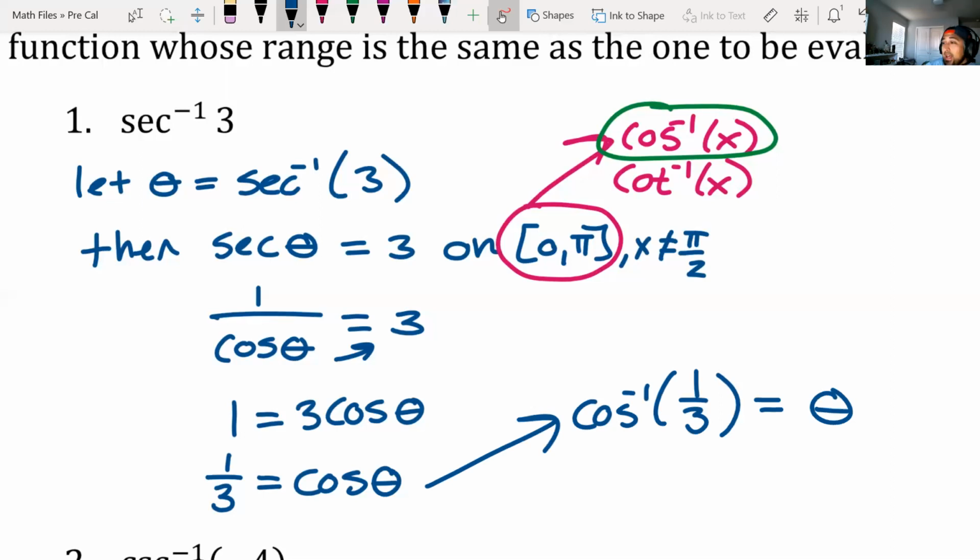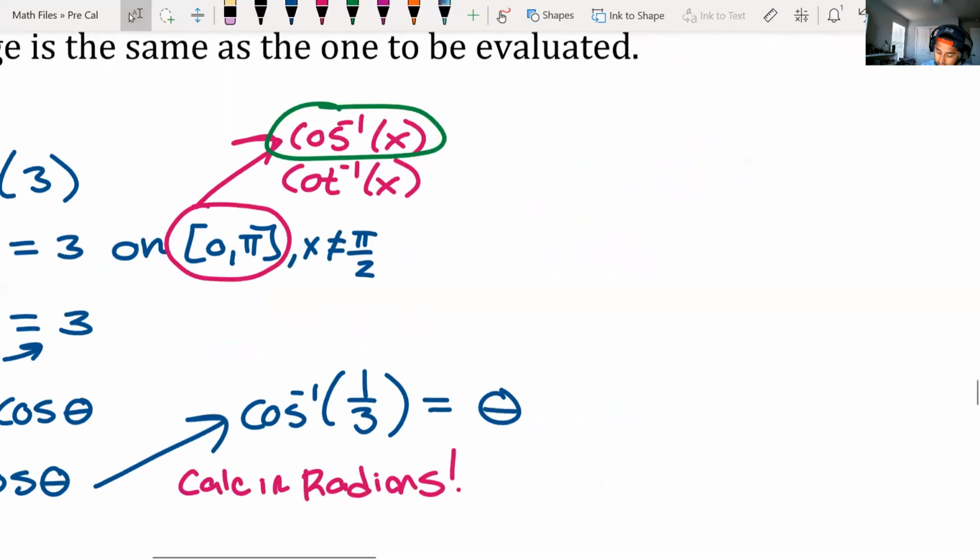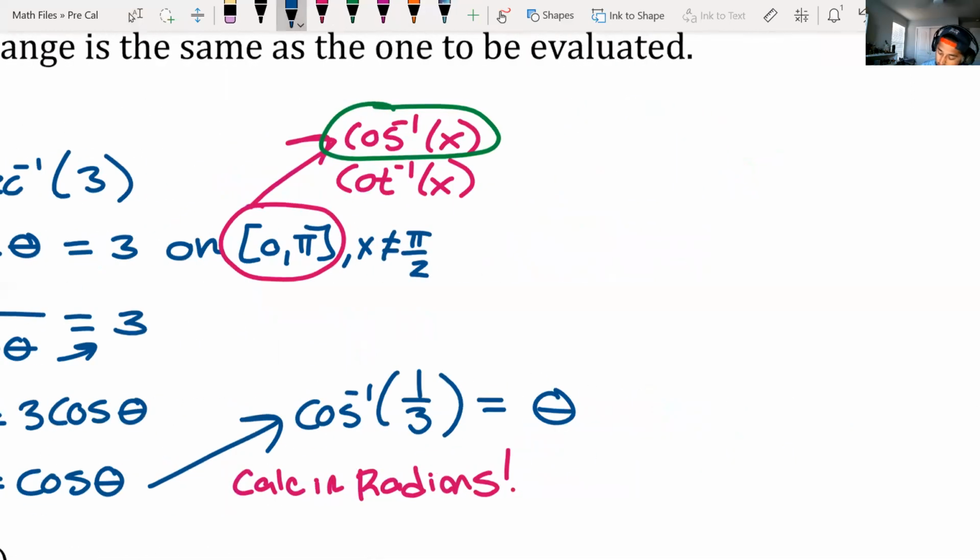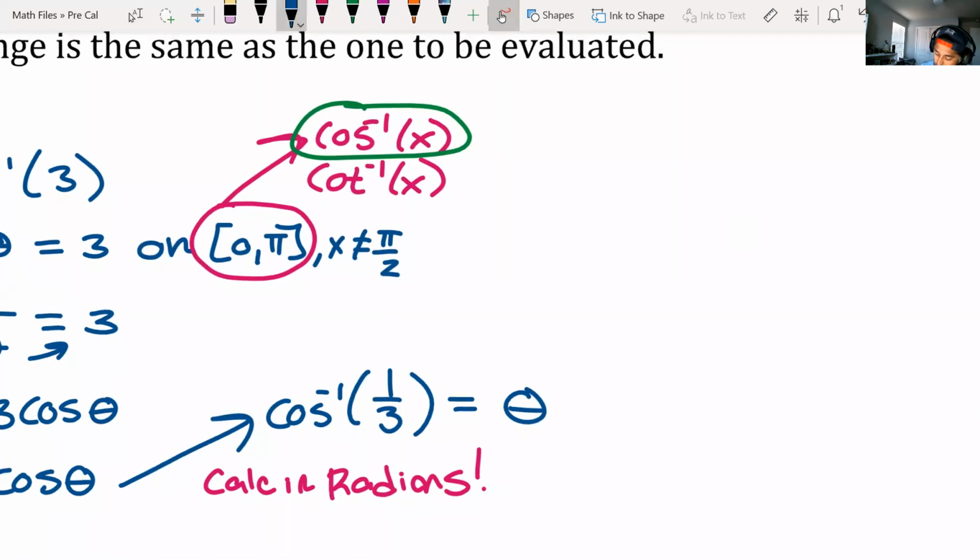And now I ask you to look at your calculator, and do you have an inverse cosine button? I sure do. Make sure you are in what mode? Radian. Good. Now type in the inverse cosine of 1/3, and what do you get? 1.23. There you go.